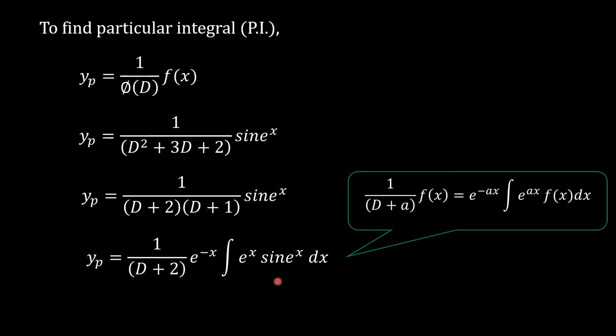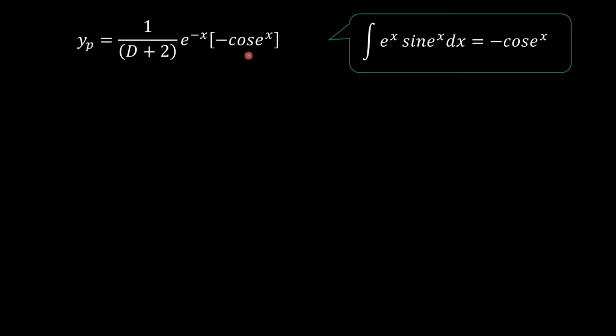Now we want to solve this integration. This is very simple. Either we can make the substitution of e raised to x as t and then use the by parts rule, or else use the ready formula, which is integration e raised to x sine of e raised to x dx equal to minus cos of e raised to x, which gives the integration as minus cos of e raised to x.